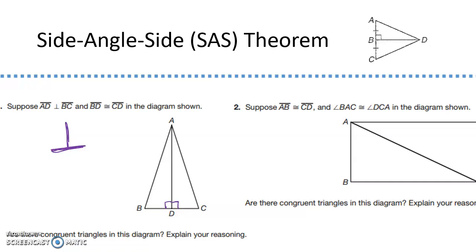And then we have BD here is congruent to CD here. And then, of course, AD here is that reflexive property because it's shared. So it is also congruent. So we have a side, an angle, and a side, giving us SAS, the side angle side theorem.